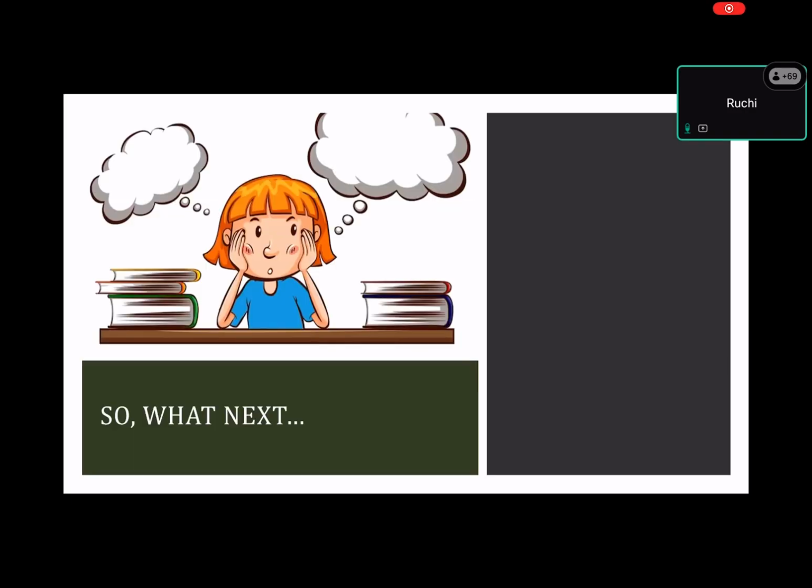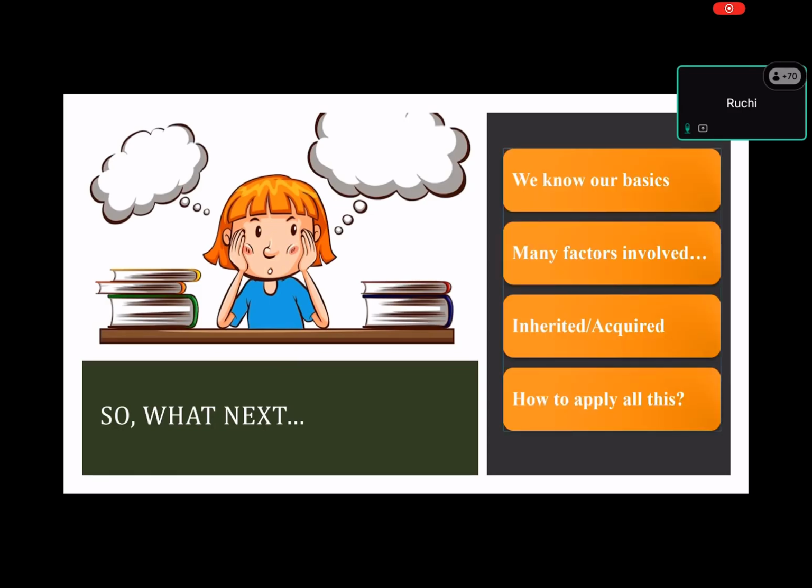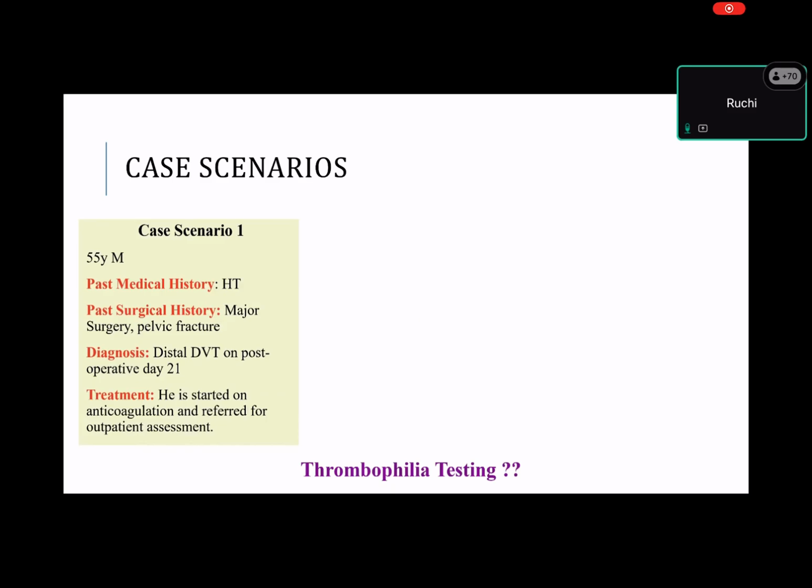So what next? हमें पता चला coagulation cascade कैसे काम करता है, उसको कौन चेक करता है, inherited causes होते हैं, acquired causes होते हैं, stresses हो जाए, endothelial injury हो जाए, इन सबसे thrombosis हो जाता है, right? So we know the basics, we know many factors are involved. There can be some inherited factors, there can be some acquired factors. Now how to apply all of this knowledge practically when we are dealing with a patient who's come to us with thrombosis? So suppose these are three hypothetical case scenarios.